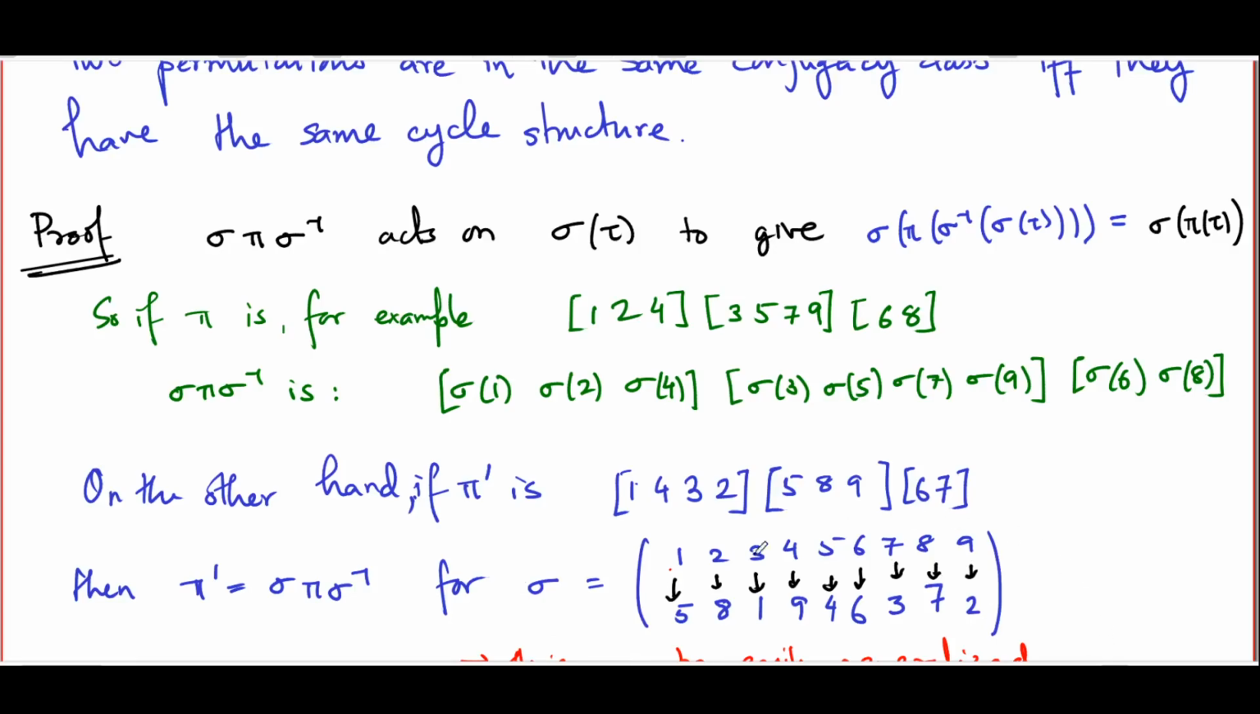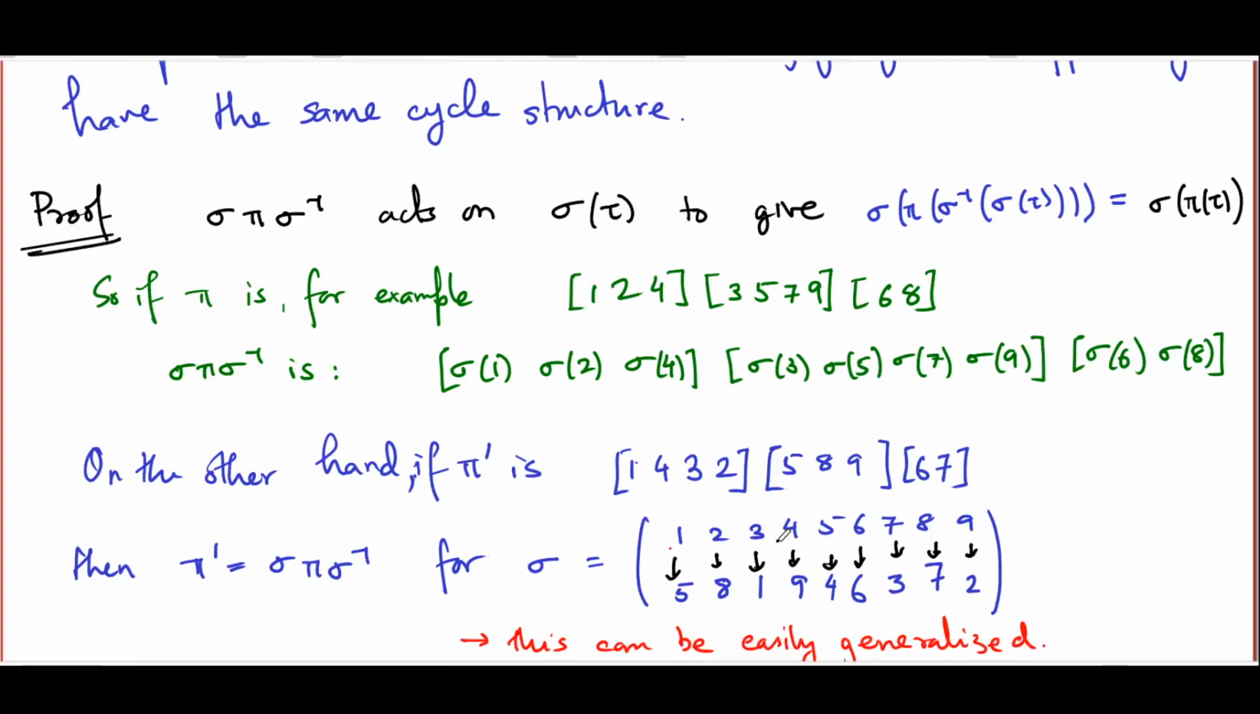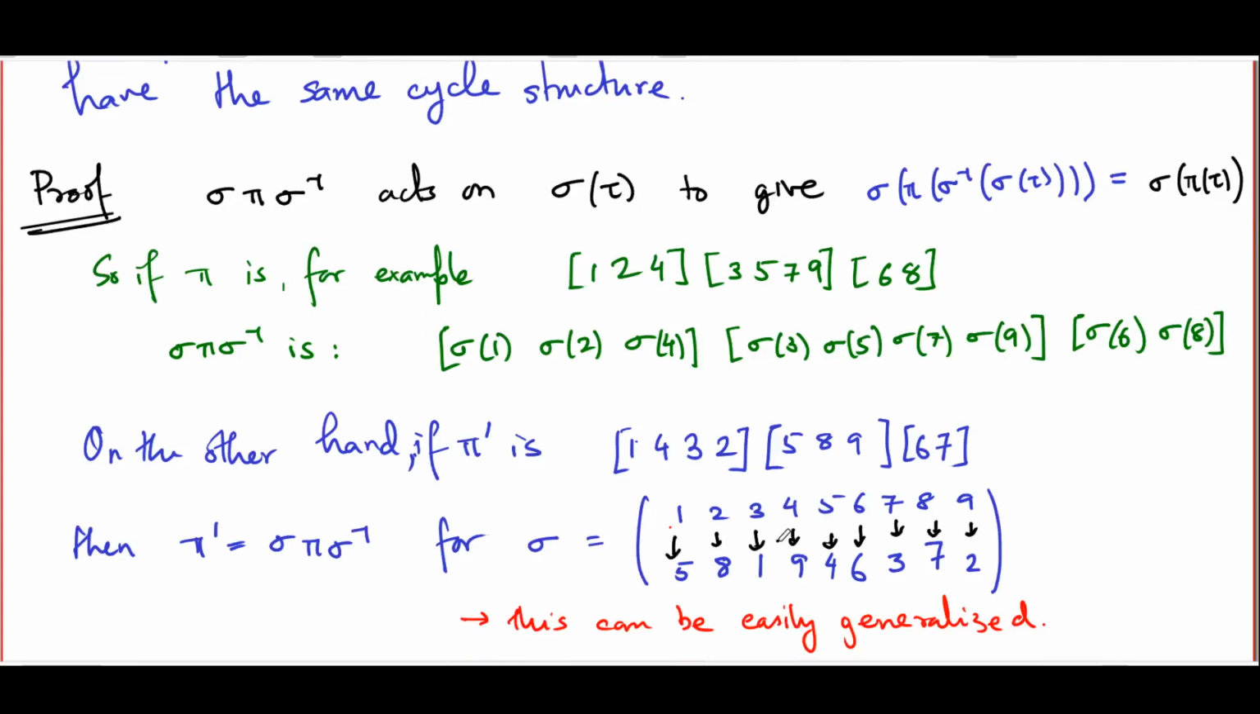This particular permutation sigma will of course produce this pi prime from this pi if you calculate sigma pi sigma inverse. So here we have seen that if two different permutations have the same cycle structure, you can always find a sigma which will map one into the other through conjugation. Once again, I have given a specific example here, but all of this can be easily generalized.